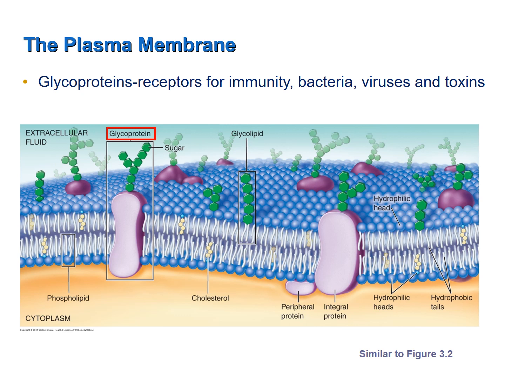Some proteins of the plasma membrane have a carbohydrate component attached to them and are referred to as glycoproteins. Glycoproteins are used as receptors, binding sites for immune cells, bacteria, viruses, and some toxins.